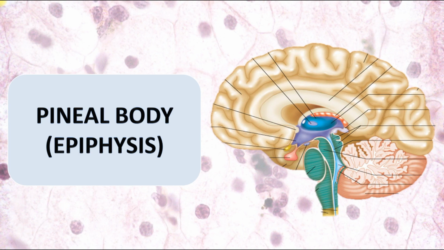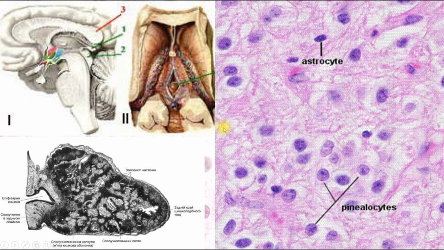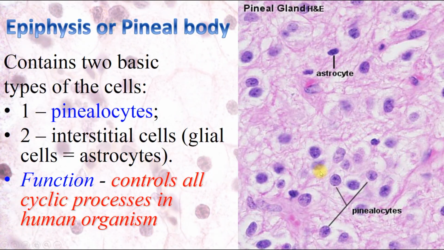It's the pineal body, or epiphysis. It's located here. It's also part of the brain. And the epiphysis provides regulation of different cyclic processes in our organism. The main producing cells are pinealocytes. Here we can see pinealocytes. And there are also surrounding or supporting cells, astrocytes, glial cells, which help pinealocytes to provide their functions. So there are two basic types of cells, pinealocytes and interstitial cells, or glial cells, astrocytes.